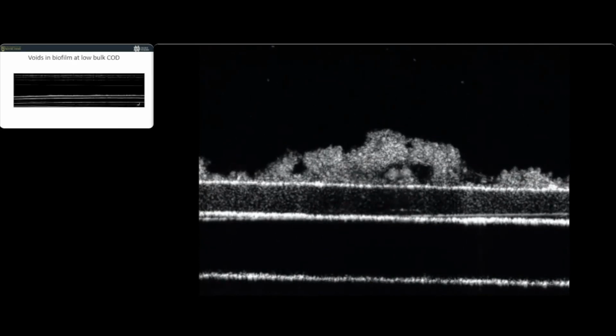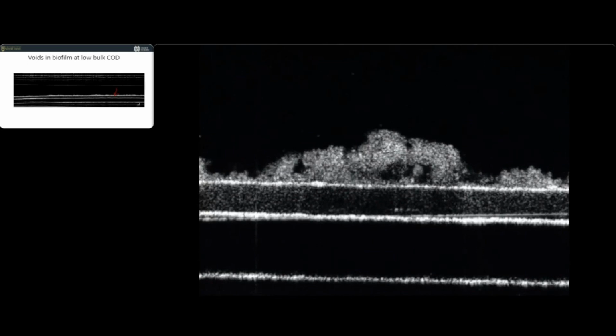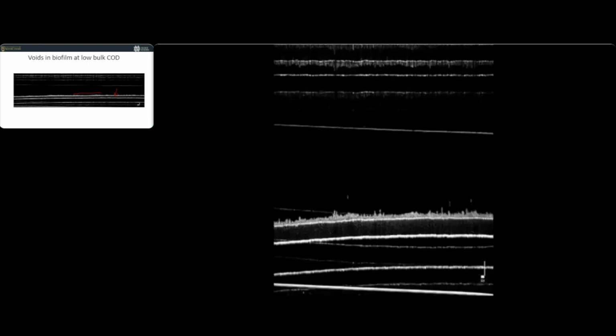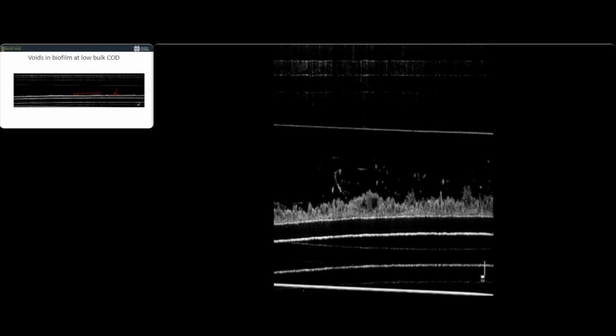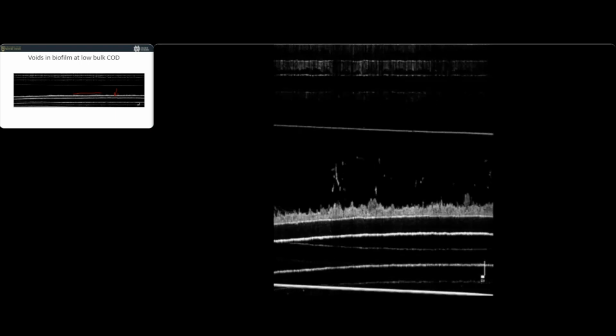So again, here's another movie. And in this case, it's similar to the previous one. So the biofilm is growing here on the surface of the membrane. But I'd like to call to your attention a band of high signal intensity that will appear parallel to the membrane within the biofilm. So let's take a look. And again, it should play twice. So as the biofilm develops, at some point, you see a white line develop towards the top.